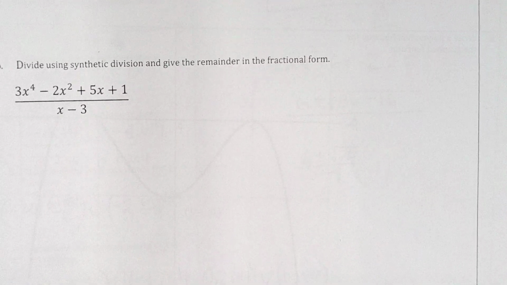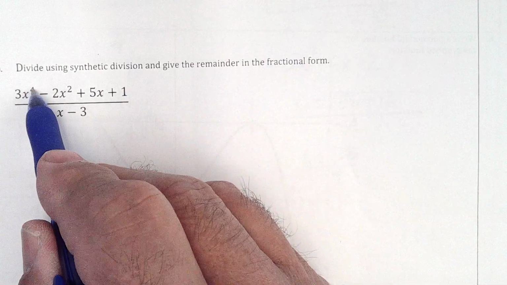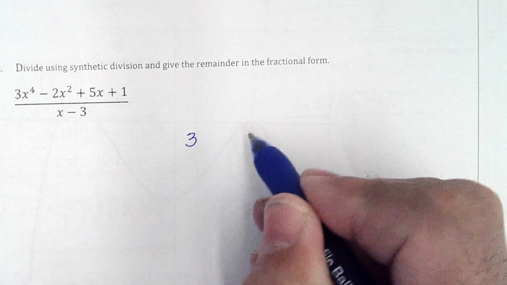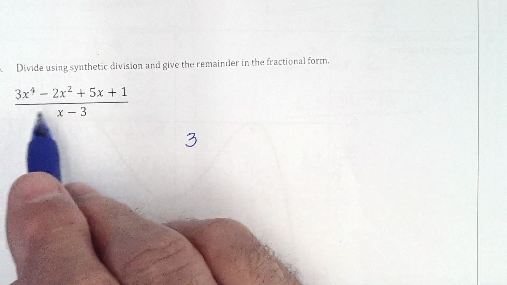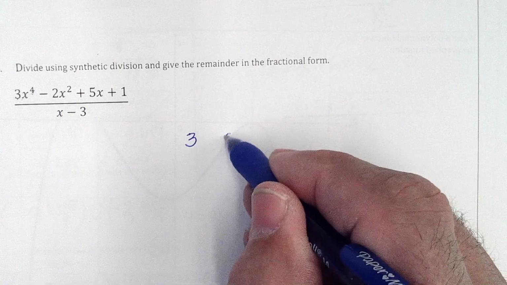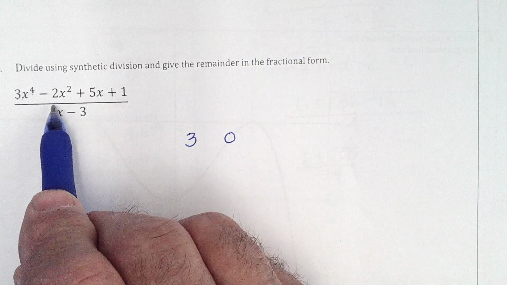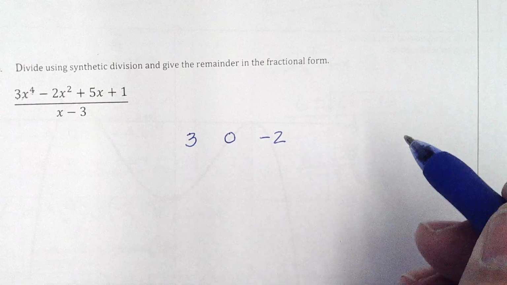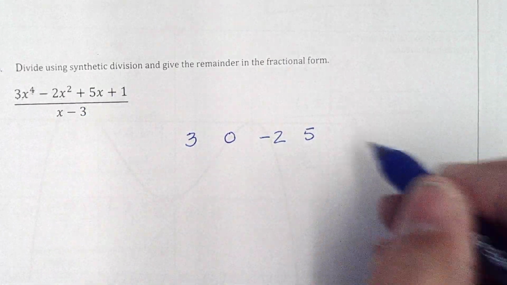Now, synthetic division's a bit easier. I got x to the 4. That's my leading coefficient is 3, so I'm going to put it first. That's 4, so I have to ask myself, are there any x to the thirds? And I don't see any, so I have to put in a 0. Then I say, are there any x to the seconds? And there's minus 2. X to the first, there's 5. And constant.